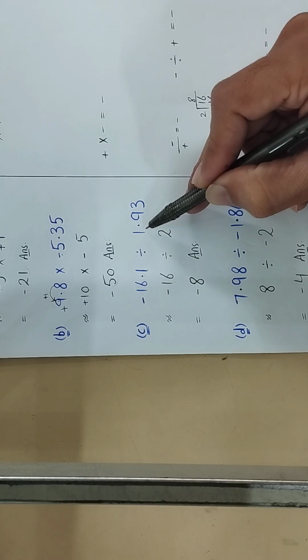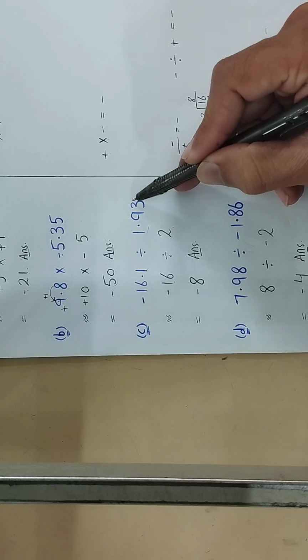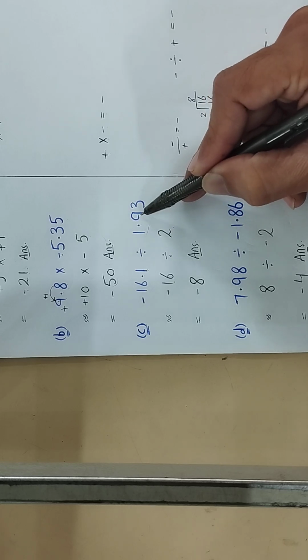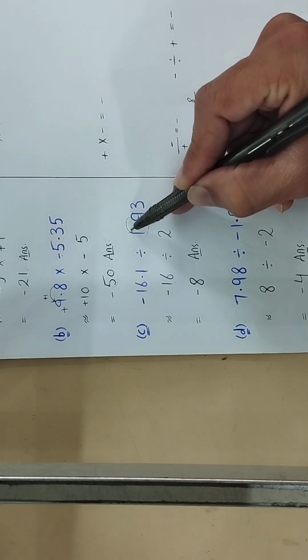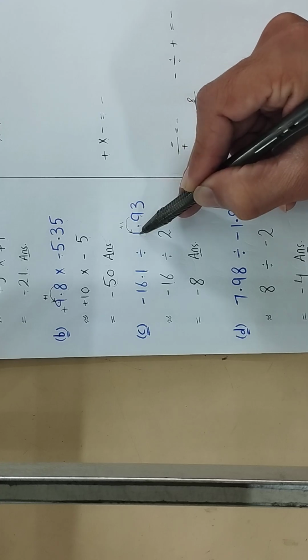Then divide. Now let's round off this decimal number. How to round off it? See the first digit after the decimal point. This time it is 9. 9 is greater than 5. It means give 1 carry to this number, increase this number by 1.